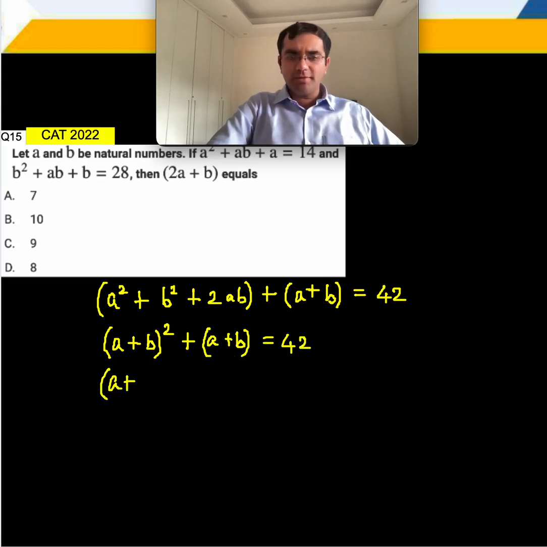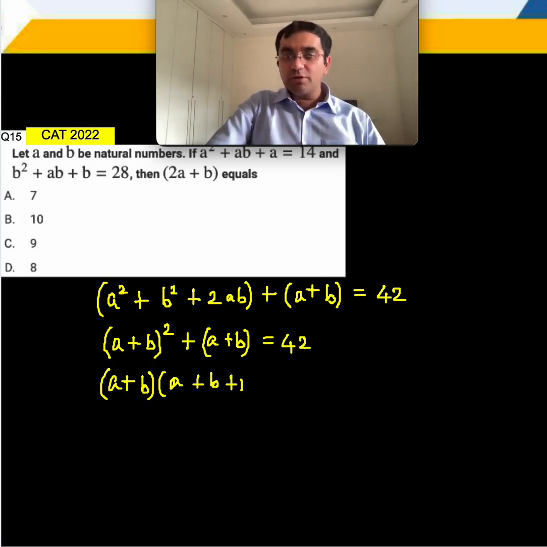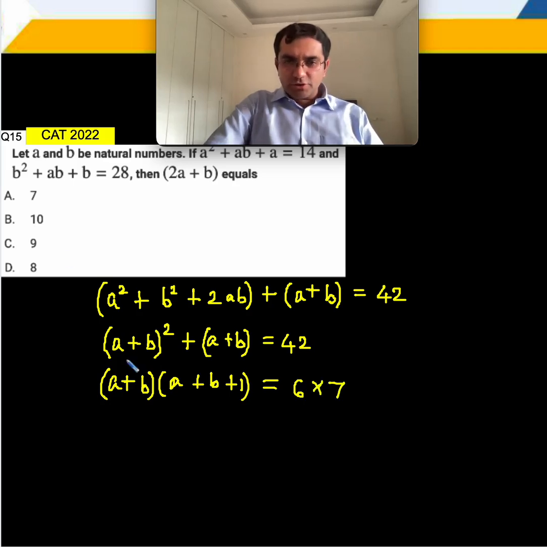Take a plus b common. A plus b into a plus b plus 1 is equal to 42, which 42 को I can write it as 6 into 7. ठीक है, so a number into that number plus 1 is 6 into 7, so a plus b is equal to 6. ठीक है, and I need 2a plus b, but a plus b से 2a plus b कैसे आएगा?